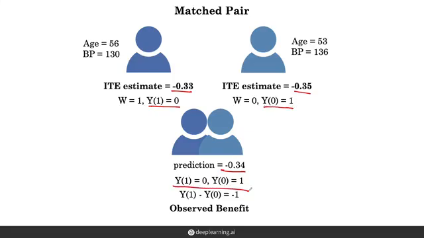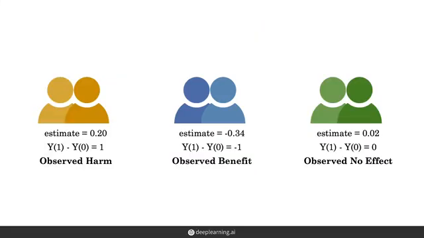Using this, we can now compute y1 minus y0, which comes out to negative 1, which means that we observed benefit for this matched pair. We can repeat this matching for other patients and get the observed difference in outcomes for each of the pairs. For the first pair, we observe that this difference is 1, which means that we observed harm. For this third pair of patients, we have a difference of 0, which is observed no effect.